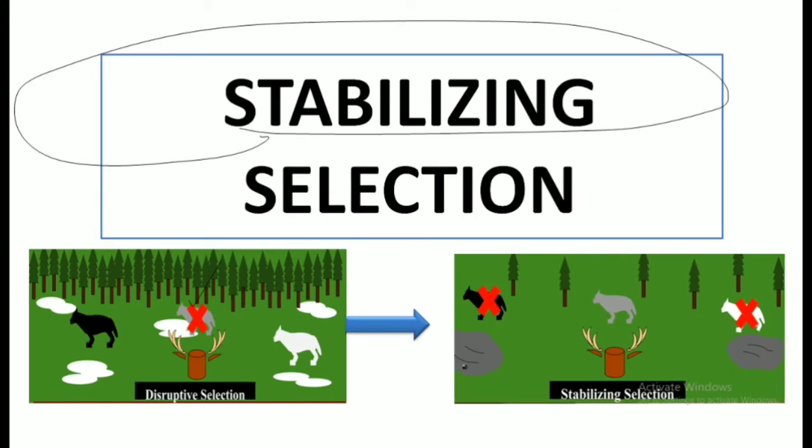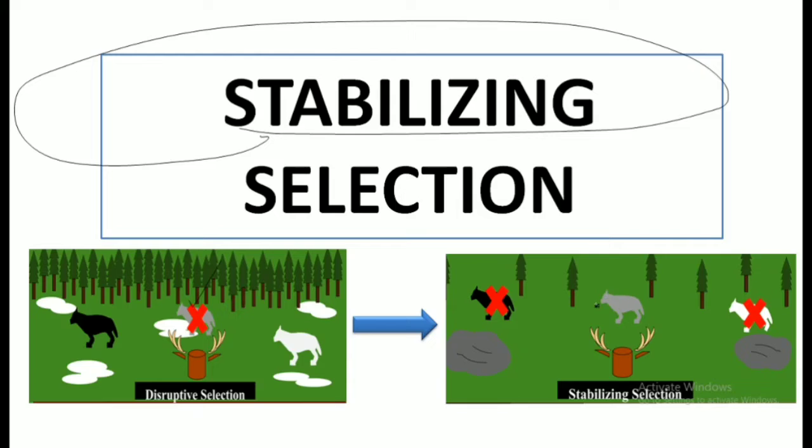Okay, so here you can see in stabilizing selection an intermediate trait got selected while the non-intermediate trait got discarded. While in disruptive selection you can see that the extreme trait got selected and the intermediate trait got discarded. But here it is totally opposite. Instead of favoring individuals with extreme phenotypes, it favors the intermediate type. Stabilizing selection tends to remove the more severe phenotype.